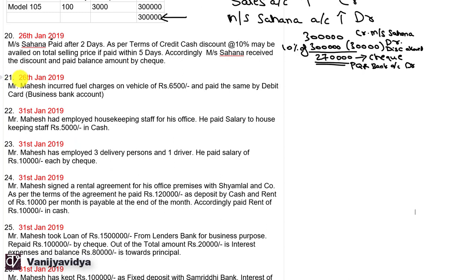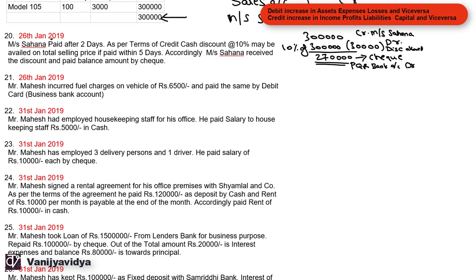Transaction 21, 26 Jan 2019. Mr. Mahesh incurred fuel charges on vehicle of rupees 6,500 and paid the same by debit card of business bank account, that is PQR bank account. Now, Mr. Mahesh has incurred some fuel charges. So what are the two accounts that are affected? One is fuel charges account and the same are paid by bank. Okay, since they are paid using debit cards. So other account that is affected is PQR bank account.